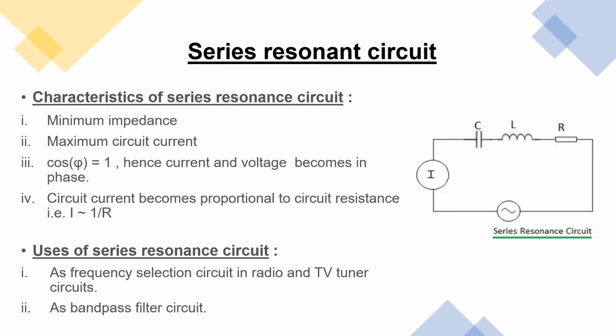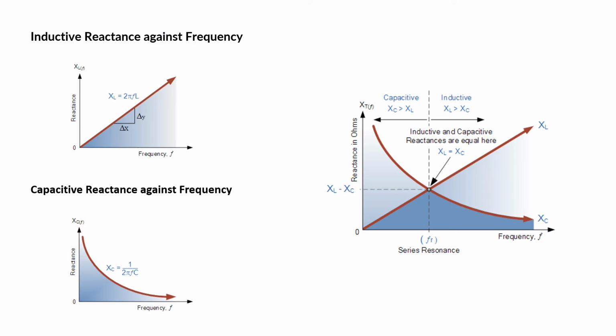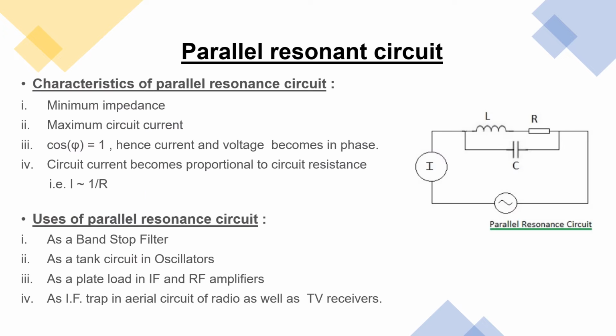Characteristics and uses of series resonance circuit. Some basic information about series resonance circuit. Here are some graphs plotted for the series resonance circuit. We can observe that at resonant frequency, impedance achieves its minimum value, whereas current in the circuit achieves its maximum value.